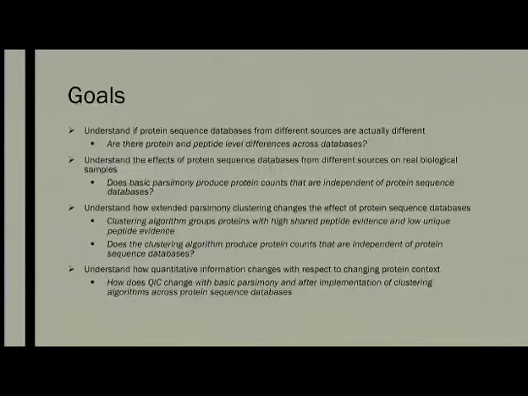The second goal is to understand the effects of protein sequence databases from different sources on real biological samples. This is where we wanted to assess differences in protein level characteristics, such as distinguishable and indistinguishable protein counts, and also peptide level characteristics, such as shared and unique peptide counts. The question of interest here is, does the basic parsimony logic that is used in this protein inference process produce protein counts that are independent of the protein sequence databases? Because the number of proteins that are identifiable in a sample is an intrinsic property of the sample, so it should only depend on the sample and should be relatively independent of the protein sequence databases.